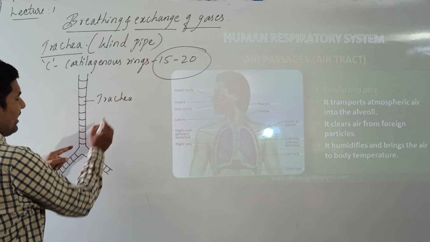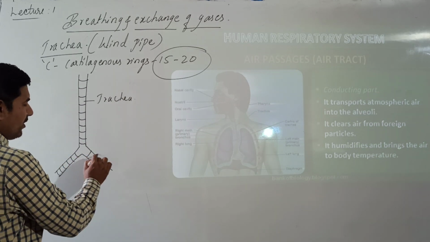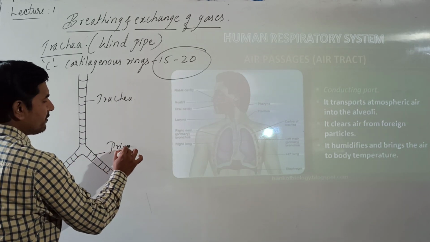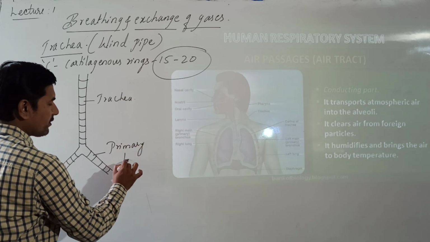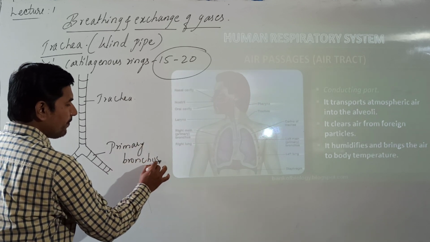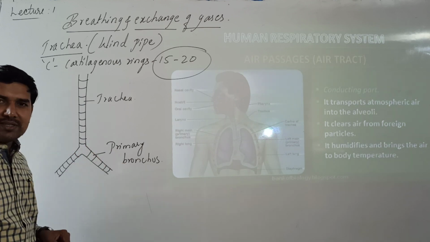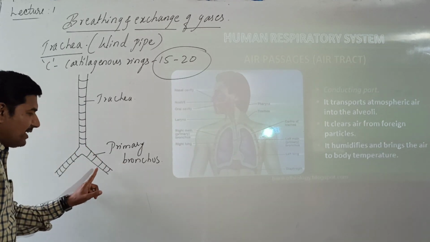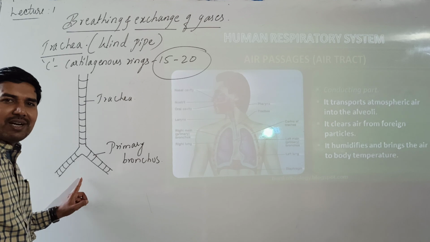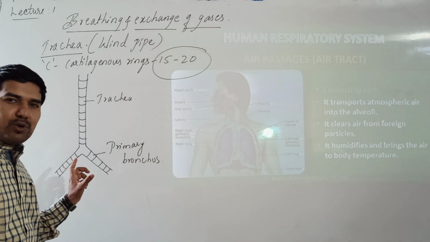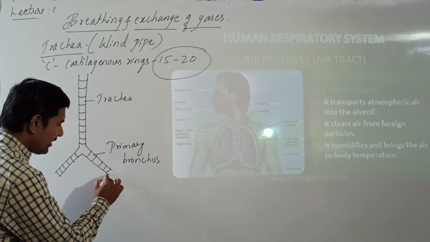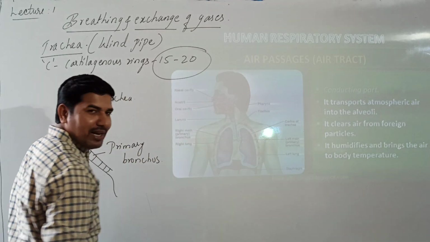Now this trachea gets branched into the primary bronchus. How many are there? 2 are there. Both together we call the bronchi, the primary bronchi. These primary bronchi get branched. They enter into the lungs.